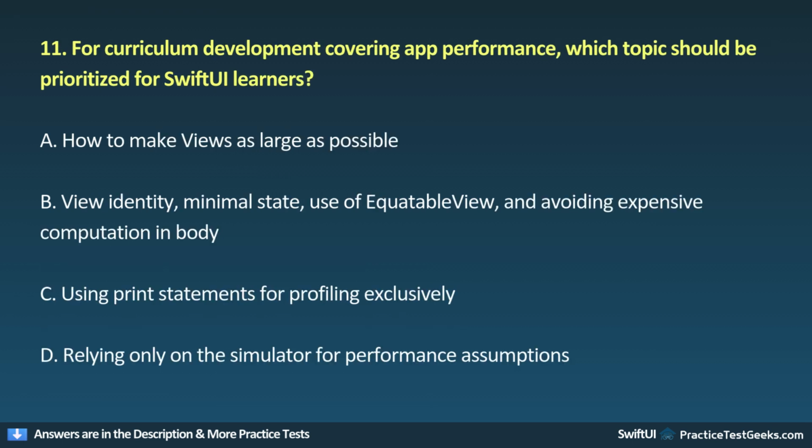11. For curriculum development covering app performance, which topics should be prioritized for SwiftUI learners? A. How to make views as large as possible. B. View identity, minimal state, use of Equatable views, and avoiding expensive computation in body. C. Using print statements for profiling exclusively. D. Relying only on the simulator for performance assumptions.